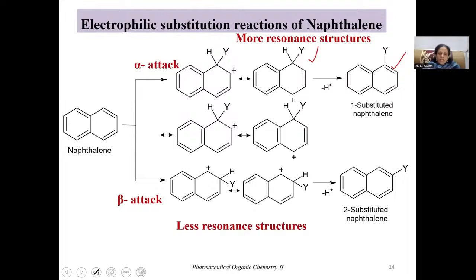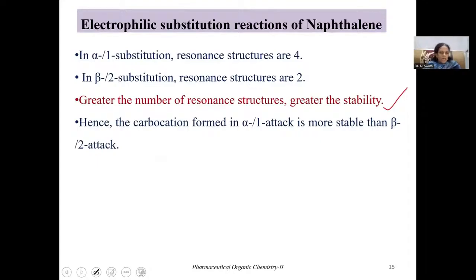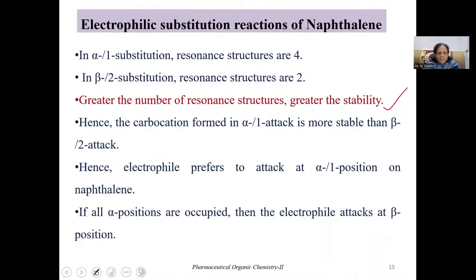Dear students, if you feel difficulty in writing these resonance structures, now you have learned that alpha attack is preferred. So instead of writing all these structures, just mention here that a carbocation is formed which has more resonance structures, and in beta attack also a carbocation will be formed which has fewer resonance structures. Then immediately state this point which is highlighted in red, which is important: greater the number of resonance structures, greater will be the stability. That is why in alpha attack, the resulting carbocation is more stable. Hence, the electrophile prefers to attack at the alpha position. So if you feel difficulty in writing all the resonance structures, at least write in this way also. Whatever I mentioned in this slide, in that way also you can score good marks.